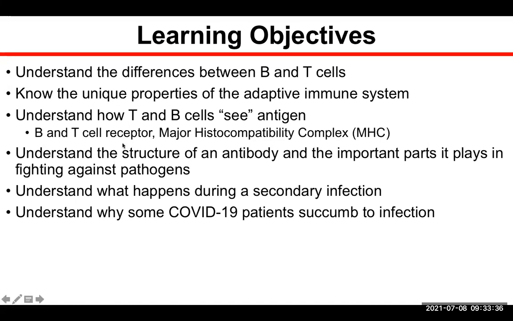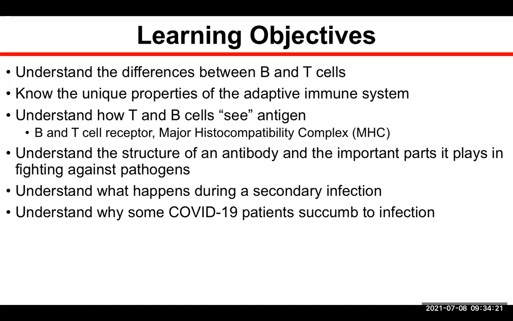I want you to understand how they're able to recognize antigen, how they're able to see that a pathogen is present, and how the B and T cell receptors are implicated in this, and how the MHC complex, or major histocompatibility complex, is related to T cell receptor interaction. I want you to understand the structure of an antibody and the important parts it plays when it comes to trying to fight a foreign invader. And then understand what happens to the immune system when a secondary infection is present. And finally, I really want you to understand why some COVID patients succumb to infection.